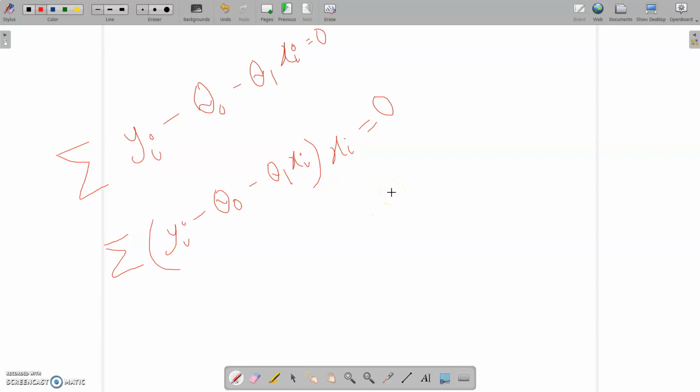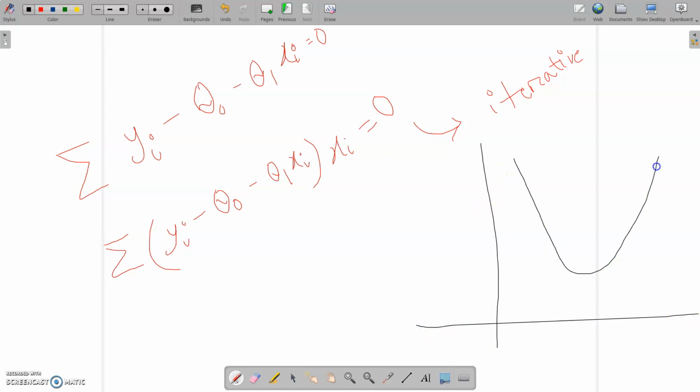Now one way to do it is using iteration, that is the iterative method. To understand the iterative method, you can think of it this way. You have this curve. Say the curve is like this. This type of curve is called a convex function curve. At this point, say you have a value of the gradient. So you change theta 0 and theta 1. Say you jump from here to here.